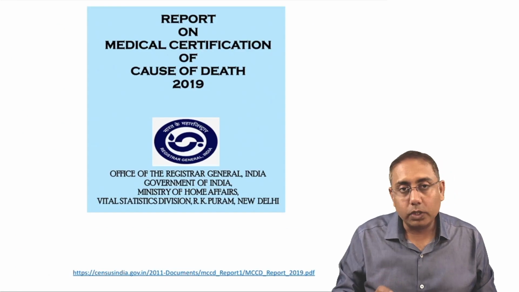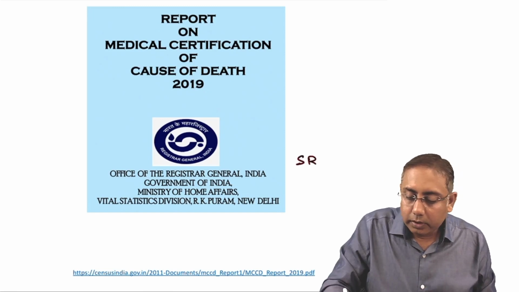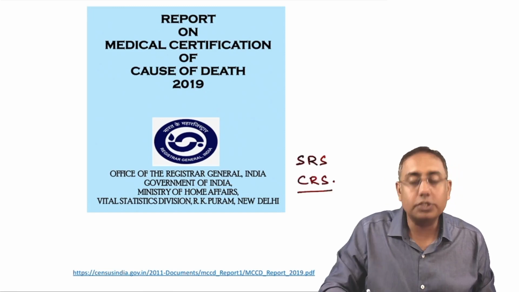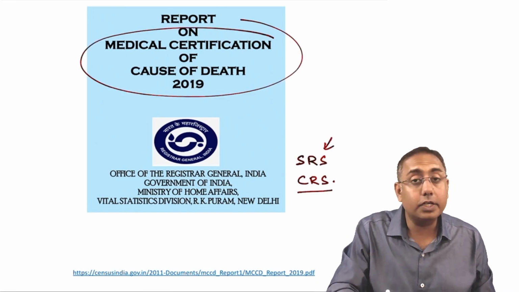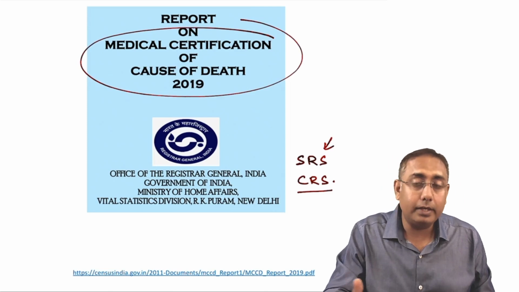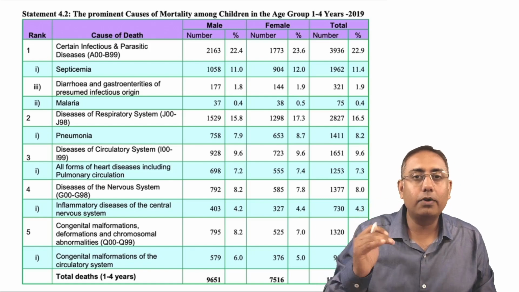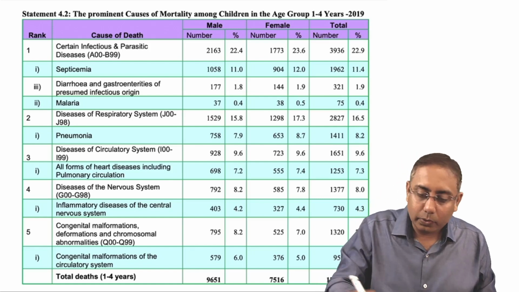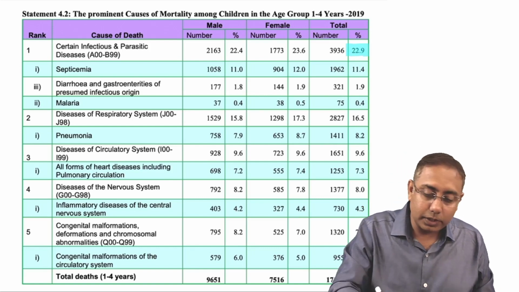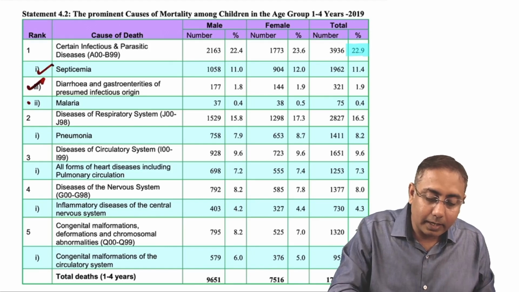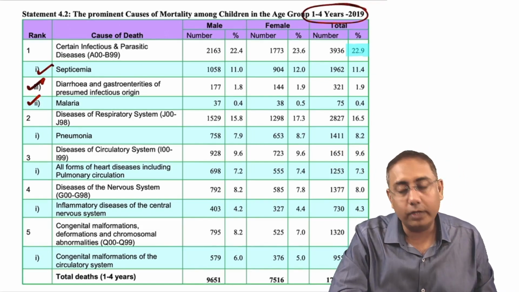In case the question was for medical cause of death under the SRS data or the CRS data, the civil registration system, or we have the sample registration system, we have the medical certification cause of death data, which is the updated data 2019. As far as this data is concerned, the maximum number of causes of death in India, 22%, was from infections and parasitic diseases, which include septicemia, diarrhea, and malaria. So highest was from this in year 2019, age group 1 to 4 years.